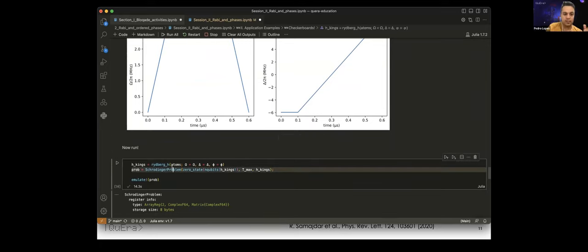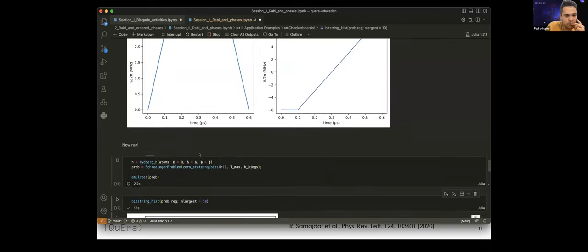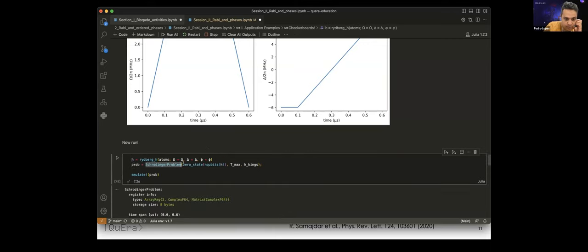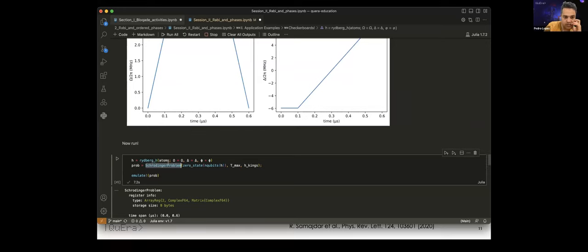Now that we have the atoms and the waveforms, just like we learned in the Rabi oscillation, we take the function Rydberg H, we feed it the atoms, we feed it the waveforms, and we get our Hamiltonian that I'm calling Hamiltonian H kings because I forgot to change the nomenclature. There you go. Besides generating the Hamiltonian, I am already doing the actual solution for the problem. You see that instead of using the Krylov solver, I'm using this other solver called Schrödinger problem. We feed it the initial register, the initial condition, zero states for all the qubits, and the Hamiltonian H. It's going to evolve for a total time of t max.